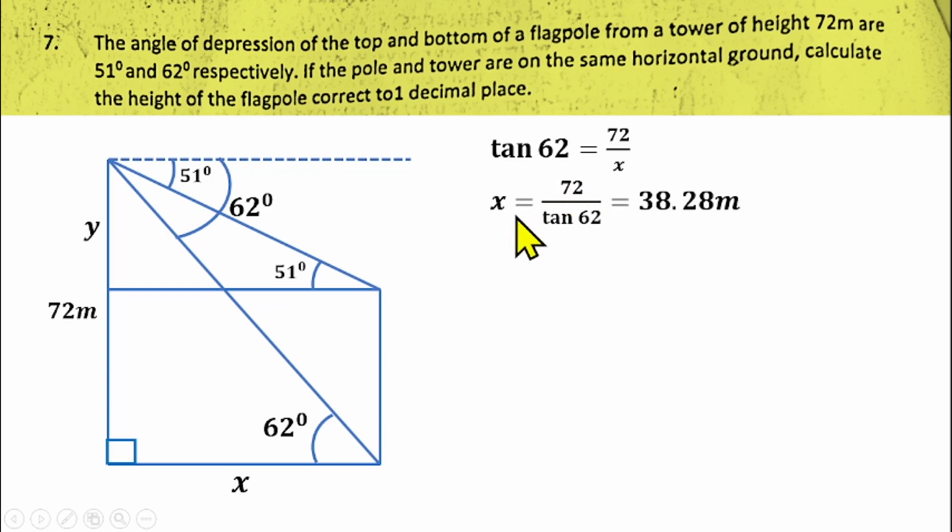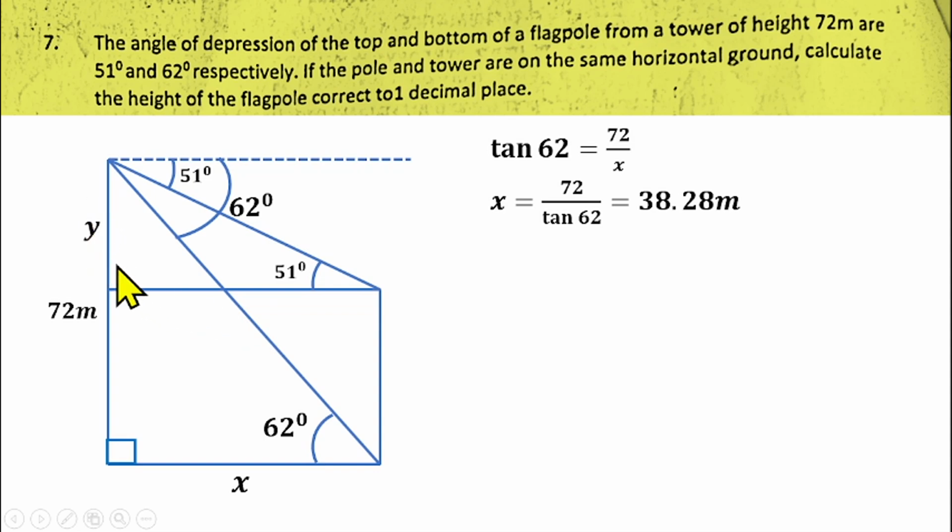That will give us X to be 72 over tan 62. That gives us 38.28 meters. Then that means this side is 38.28 meters. So technically this side also will be 38.28 meters.